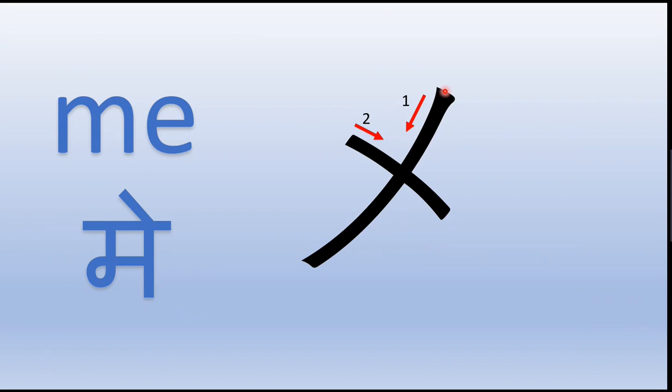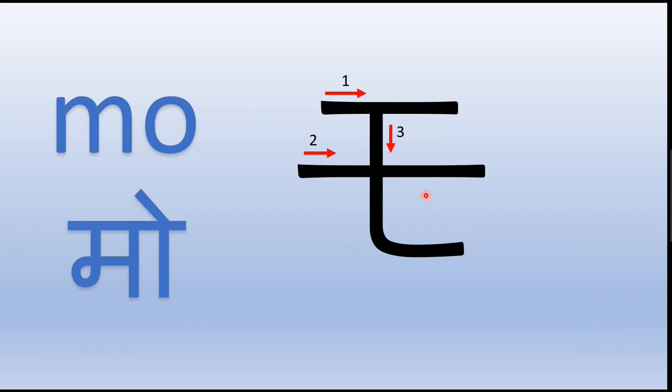Next is me. The first stroke will be from top to bottom in a slanted way, and the direction will be right to left, and the second stroke from left to right. This is me, and this is the final one in this line, mo. We have a horizontal line as the first stroke, another horizontal line which is longer than the previous one, and the vertical continuing as a horizontal as the third stroke. This is mo.